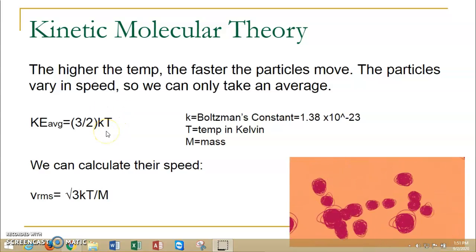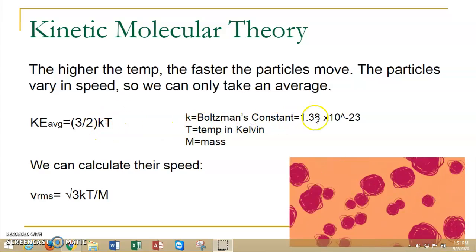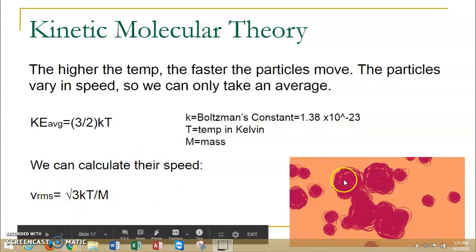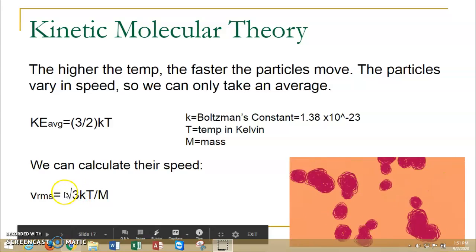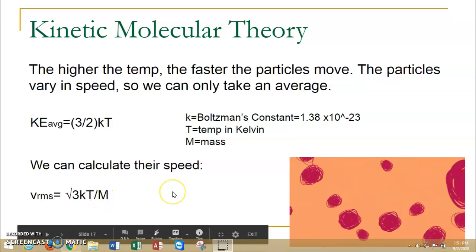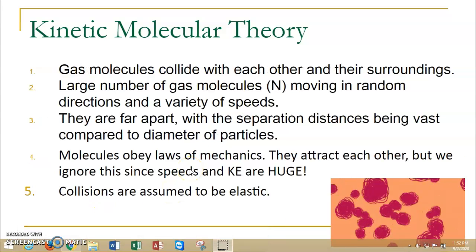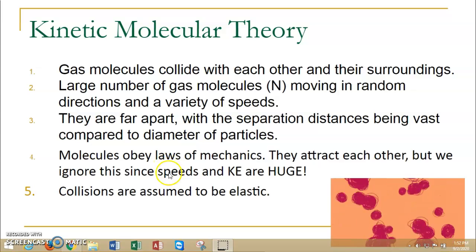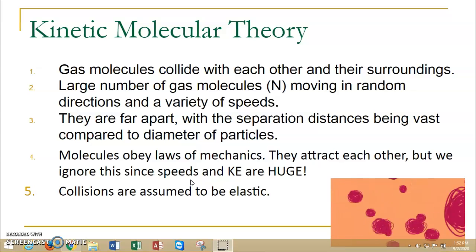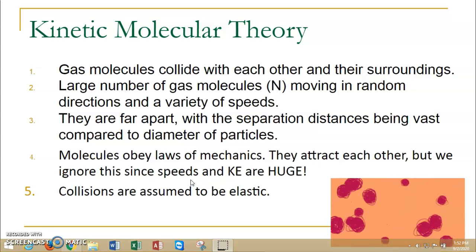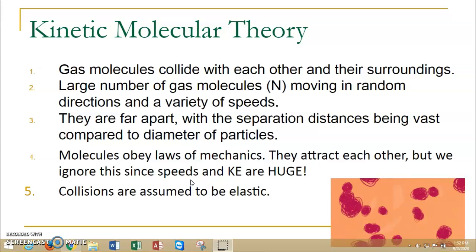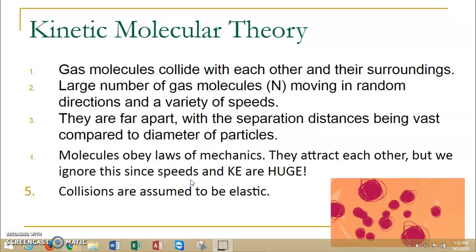T is temperature in Kelvin. This k is called the Boltzmann constant. And so we can calculate the speeds of these guys using this equation. This is the square root of 3kT divided by m. I think the important things are really these points right here to understand about how pressure comes about from the individual particles. So I hope this has helped to make sense of this idea of kinetic theory.